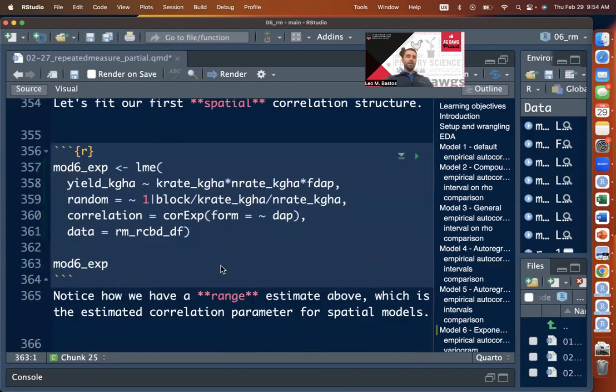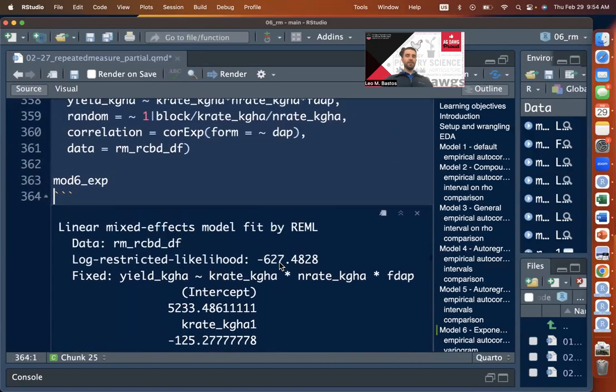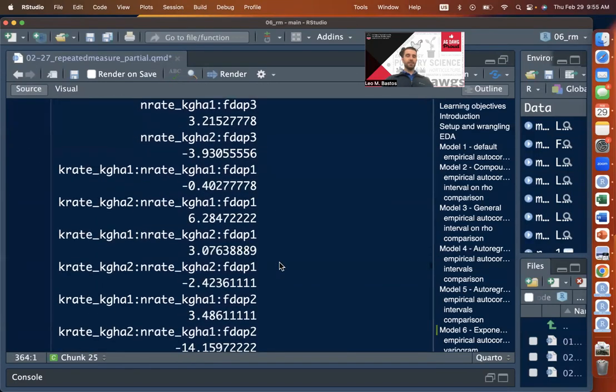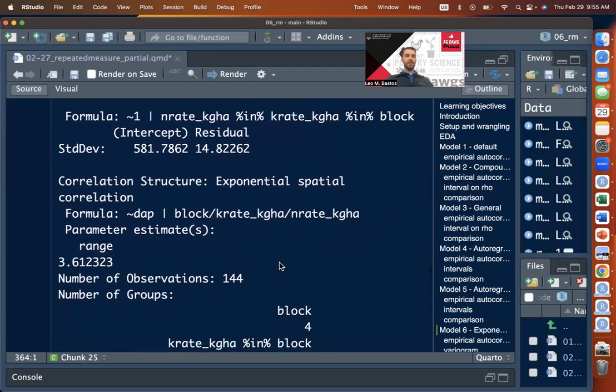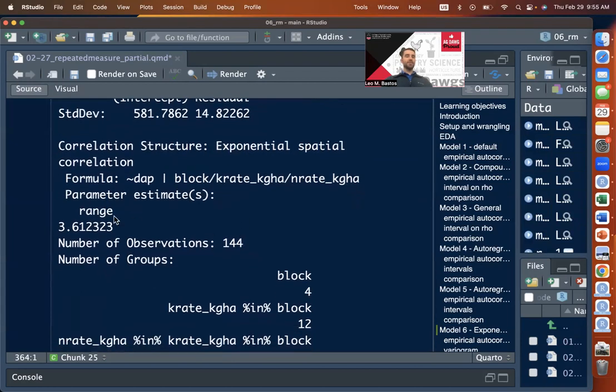Okay, so if we run this and we print this, we get a very similar output as far as fixed effects. We get our random effects, and then we have our correlation structure. Here it says exponential spatial correlation, and it gives us an estimate of range. This is a different concept now from the temporal or serial correlation structures, and I do want to bring your attention to this, because there's going to be a few differences in how we evaluate this model.